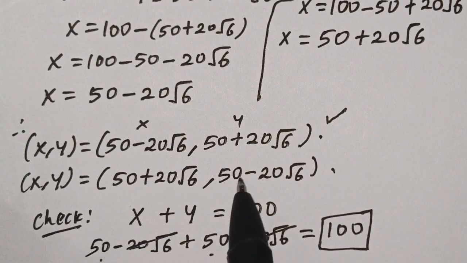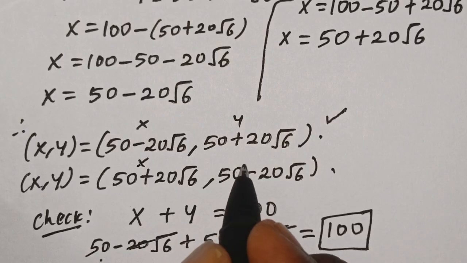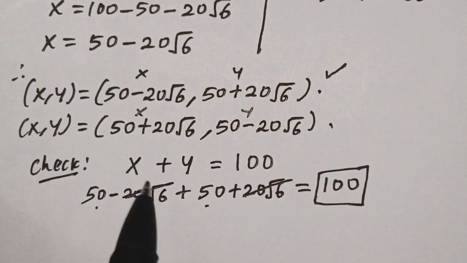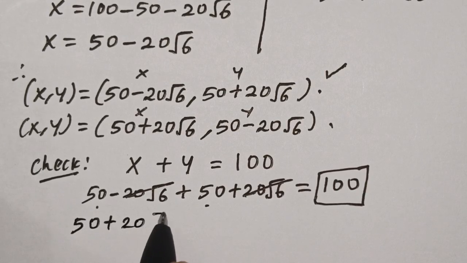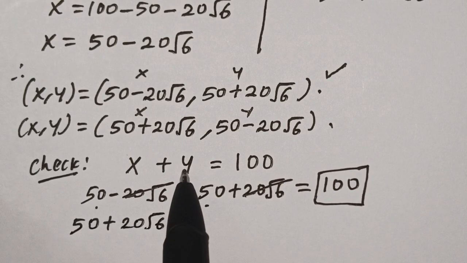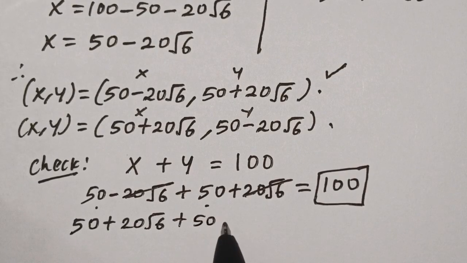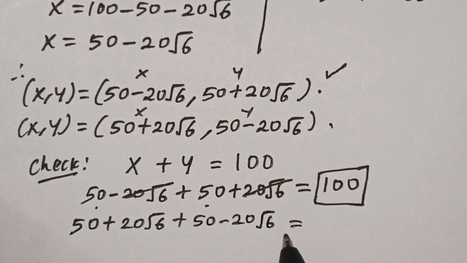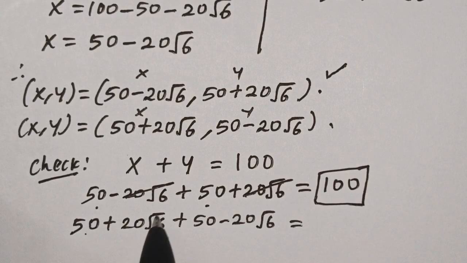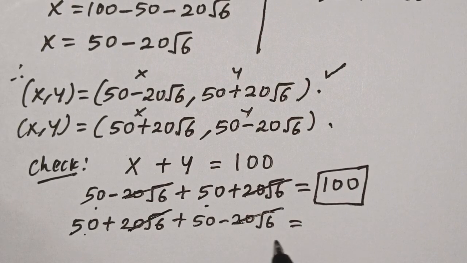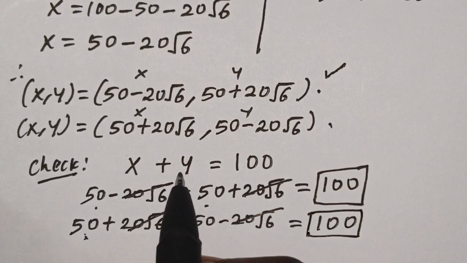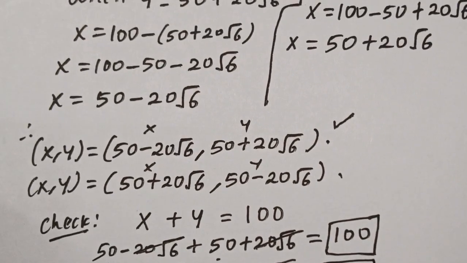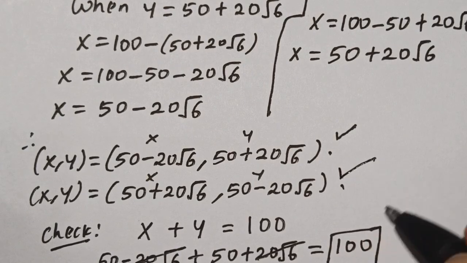Now, let us check if this answer is also correct. This is our x. This is y. In place of x, we write this, 50 plus 20 root 6, plus, in place of y, we write this, 50 minus 20 root 6, equal to, you will notice that 20 root 6 minus 20 root 6 is 0. 50 plus 50, we have 100. This is also the same thing as what we have on the right hand side of this equation. That means indeed the second solution is also correct.